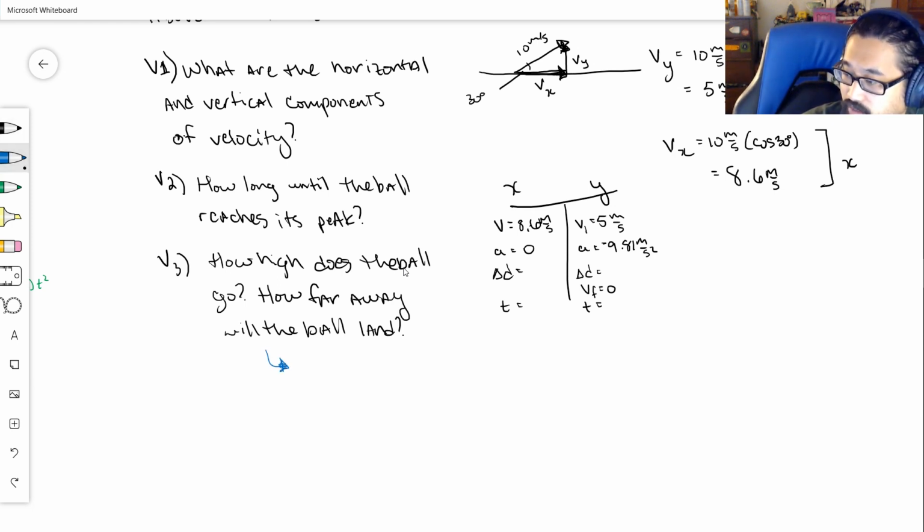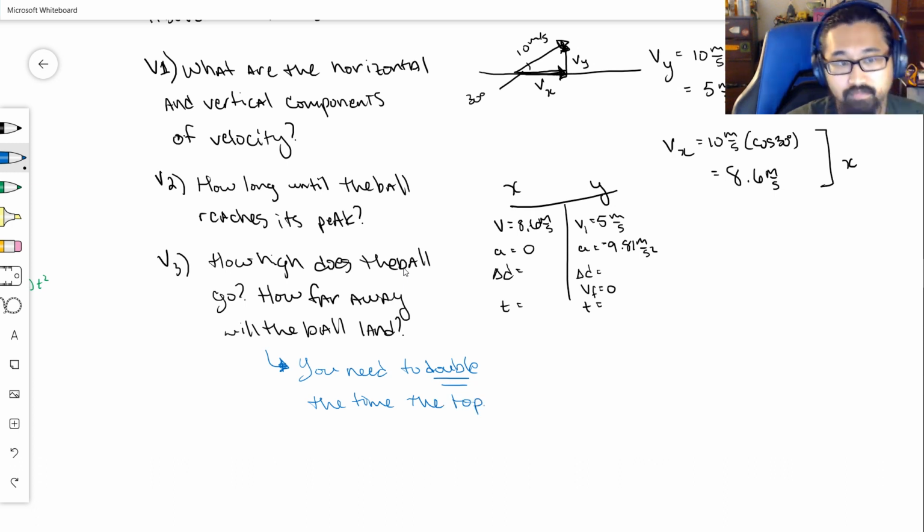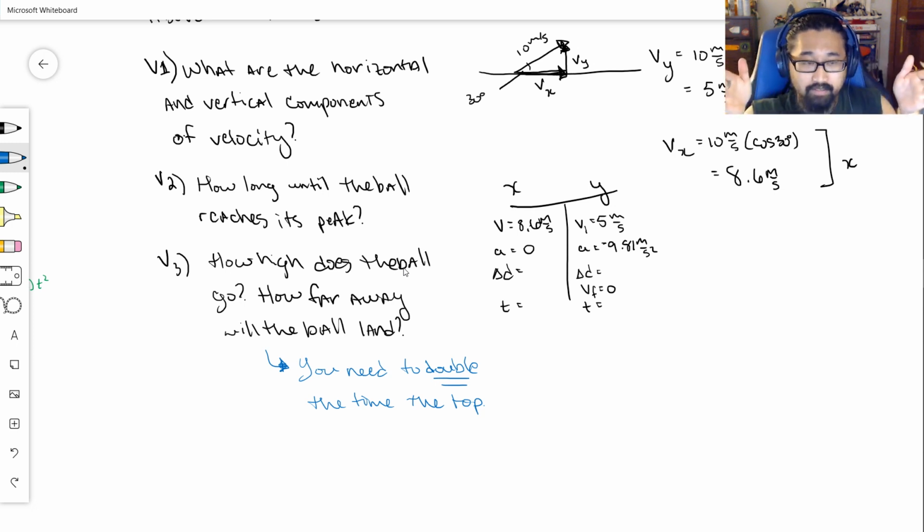If you have to do how far away does the ball land, you need to double the time to the top. The time that you calculate just there is only going to be from here to the very top. You still need to do the other half of the motion. Because we ignore air resistance, that time is going to be the same. The same amount of time to go from here to the very top will take place again to go from the very top all the way back down to the bottom.